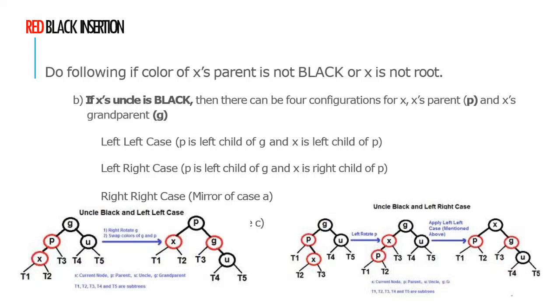So you can see the illustration, the uncle is black and it is the left case. You can see G, P, and X. 3 minus 1 will give us 2, so we don't have a well balanced tree, so now we have to do some recoloring or rotation. As you can see, we have rotated G and swapped the colors of G and P. X now is the current node, P is the parent, U is the uncle, and G is the grandparent.